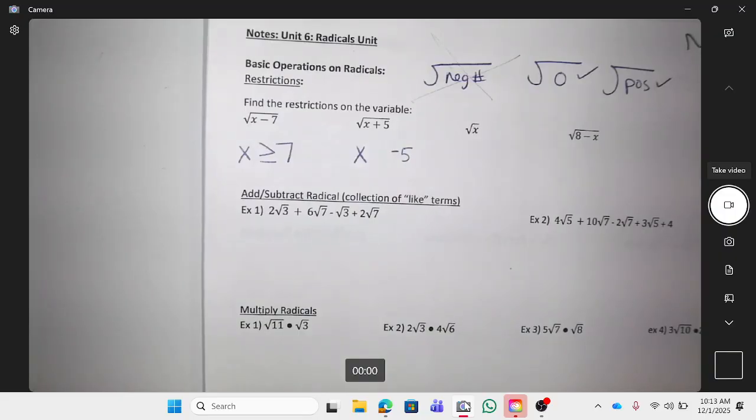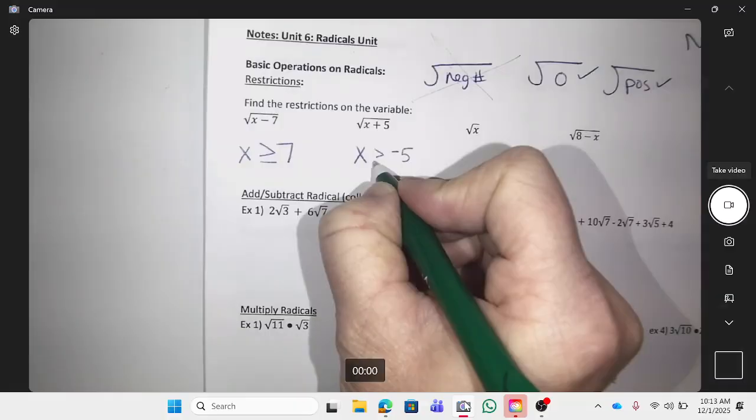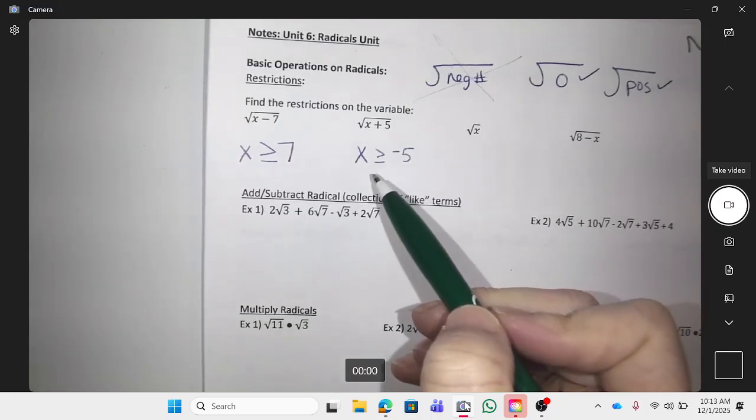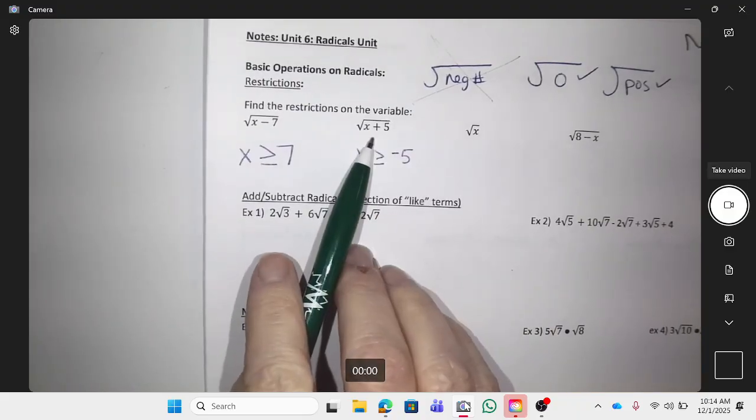Now which direction would be good? Picking numbers bigger than -5 or smaller than -5? Bigger, right? So something bigger than -5, -2 is bigger. Is that okay? -2 plus 5? Yeah, that's positive.